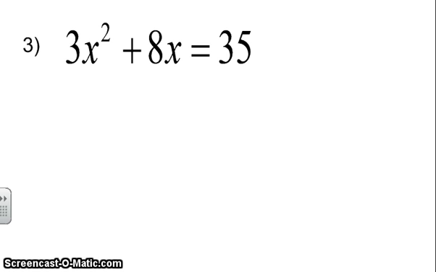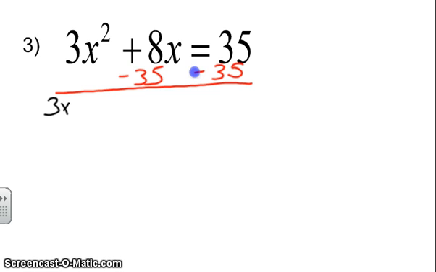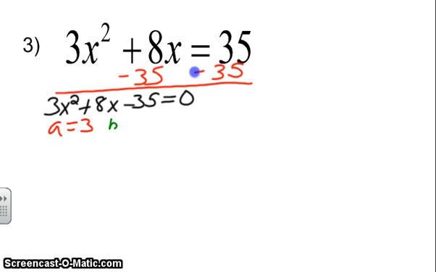So first I have to set the equation equal to 0, so I'm subtracting 35. And that negative 35 is not like with either of the first 2 terms. We're going to put the x squared term first, then the x term, then the constant term. So what's the value of A? What's the value of B? What's the value of C?